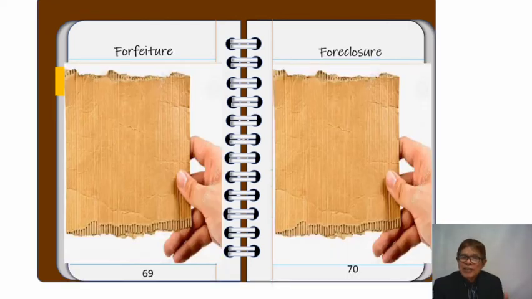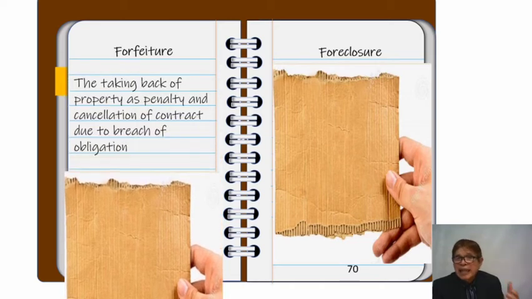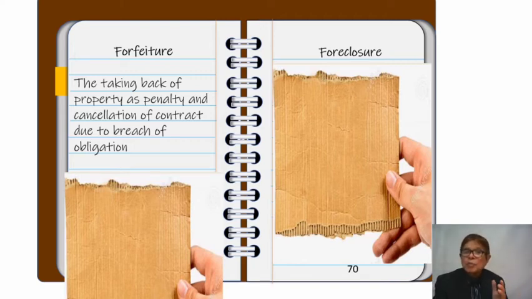What is the difference between forfeiture and foreclosure? Forfeiture is the taking back of the property as penalty and cancellation of contract due to breach of obligation. This is the right of a developer whose name in the title is still in its name. It will just cancel the contract, forfeit, and take back the property.